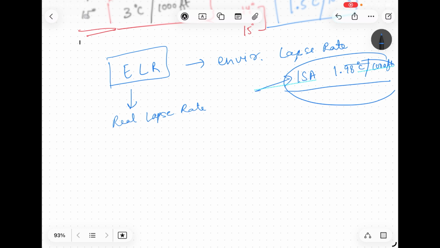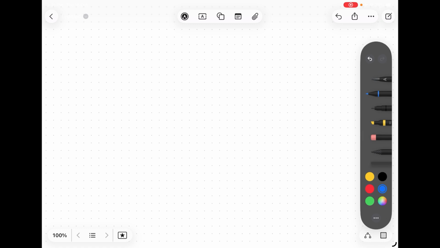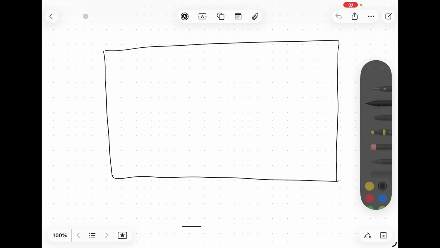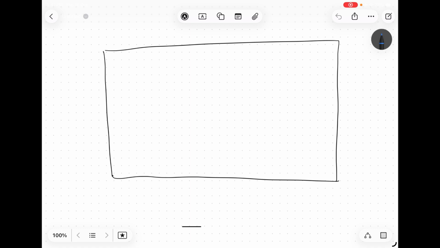Now we need to know when the situation would be stable and when it would not be stable. That is very important, and that is what the questions would also be based on. Let's consider this rectangular box as a part of the atmosphere so that it's easier for us to understand. We need to see when this condition is stable, when it is not stable, and when it is neutral. So first let's understand stability.